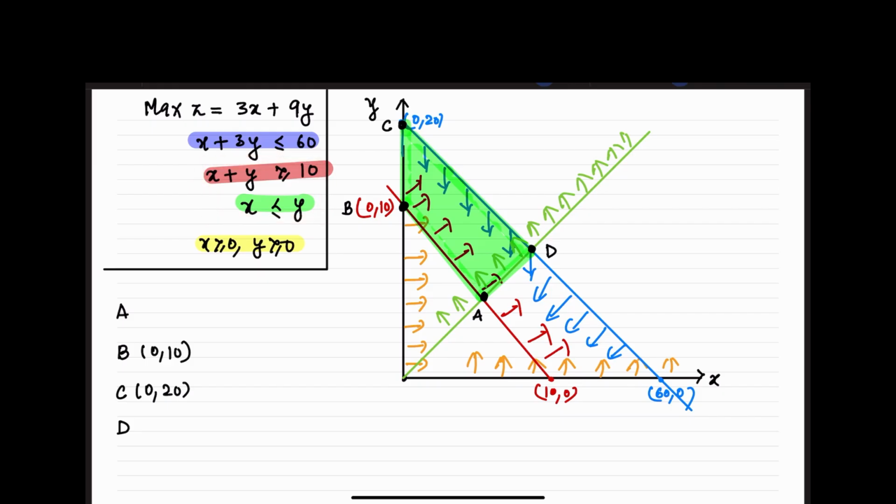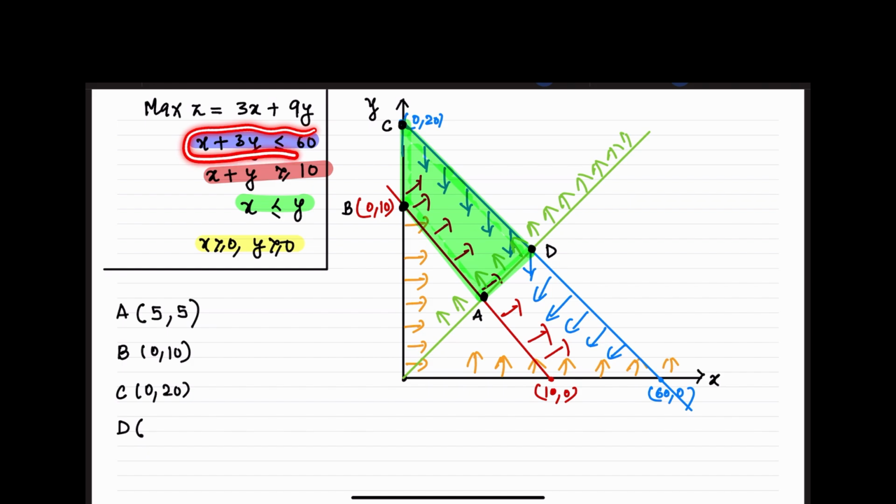Put x equals to y. So 2y is 10. So y is equal to 5. So y equals to 5. So for A, the value of y is 5 and the value of x is also 5. Now find D. D is at the intersection of the blue constraint and the green constraint.